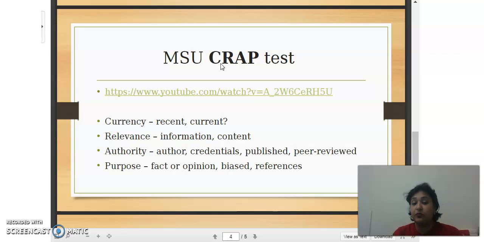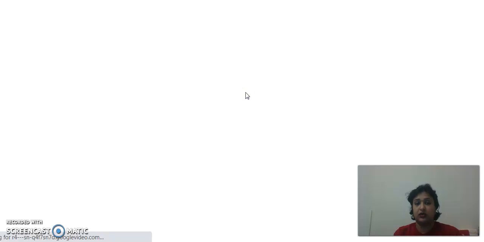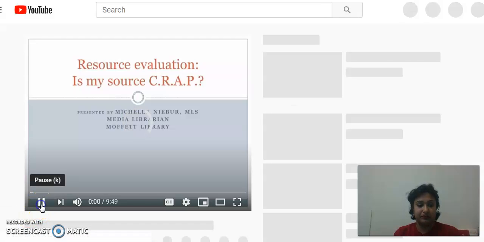Relevance, whether that information relates to what you are writing, the content of it. Authority, who's the author, credentials, whether it is peer reviewed, whether it is published, or whether it is just open source, because they have not been able to publish it. Purpose, whether it is biased, whether it is fact, whether it is opinion, whether it has data, what are the references, which journal has it been, does it serve the purpose that you have? So this is what is called a CRAP test.